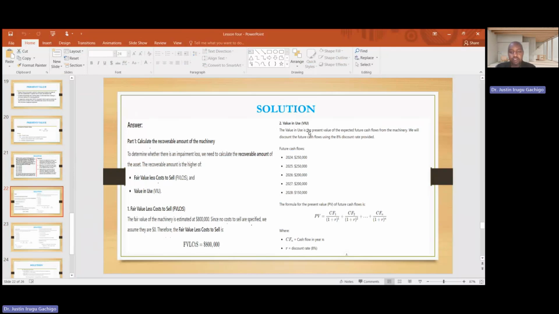Then let us get the value in use. For the value in use, we get the present value of these cash flows that you can see here, the ones from 2024 to 2028. So we are going to use this formula here. Present value is equal to future value or cash flow 1 divided by 1 plus R, plus cash flow 2 divided by 1 plus R, until you get the last one. So let us do this practically.